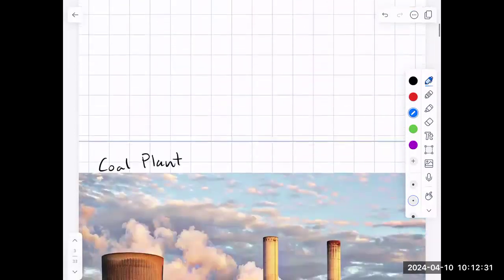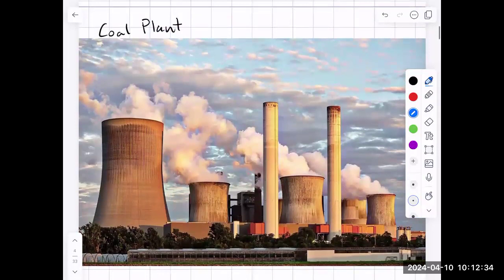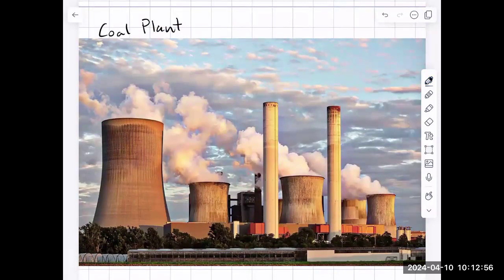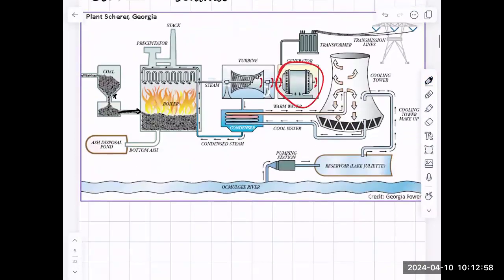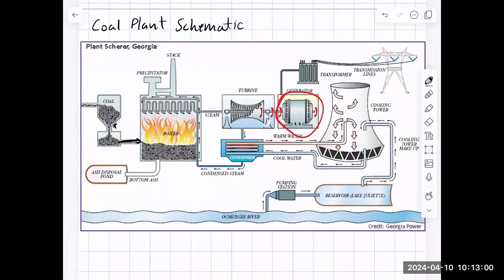Okay, so here's a picture of a coal plant. And so what I want to do is look a little bit at some of the details. Okay, that looks a bit better. So I want to look at some of the details of the design of a coal plant. So this is just a picture of the outside of a coal plant. And so here's a schematic. And we won't spend too much time on it, but let's look at some of the details.